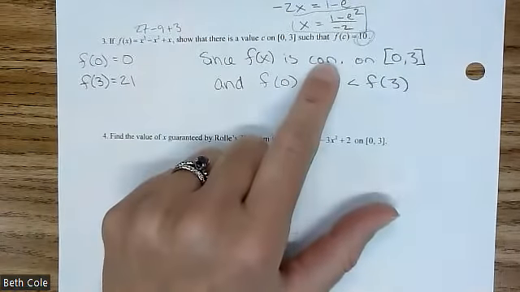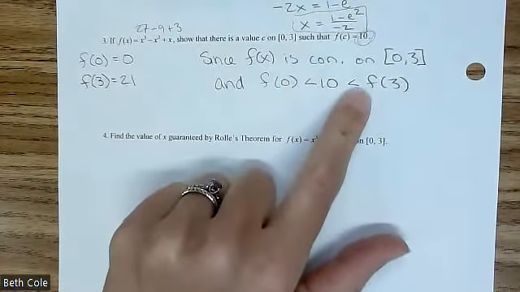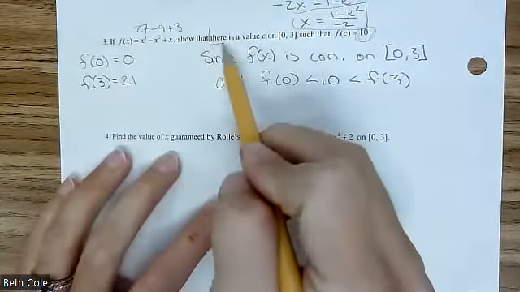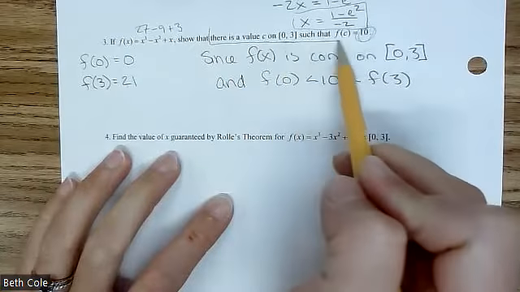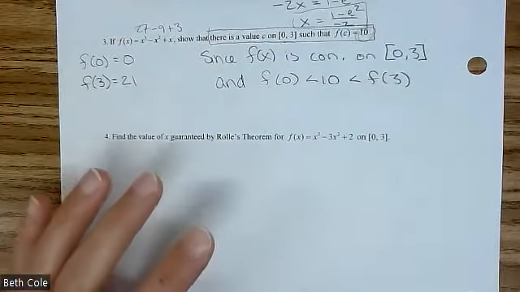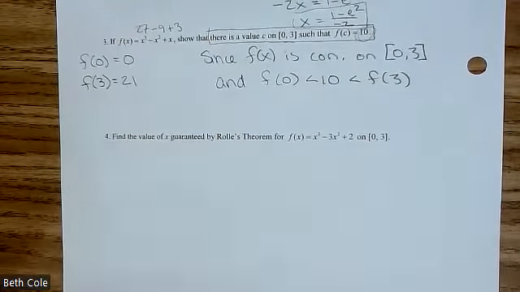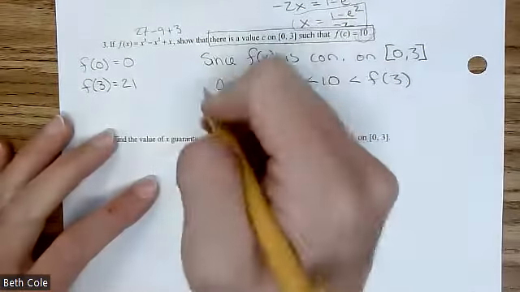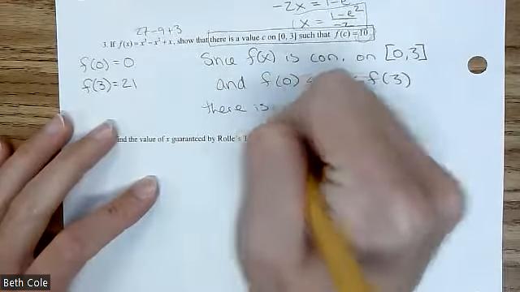You mentioned continuity. That's good. You mentioned 10 is in between. That's good. Then you get to conclude there is a value c on 0 to 3 such that f of c equals 10. You're going to just recopy the problem. Does that make sense? It's like in English class when you have to write your conclusion to your paper and you pretty much paraphrase the prompt. Do you know what I'm saying? It's that, except you don't even have to paraphrase. I want you to write it exactly.